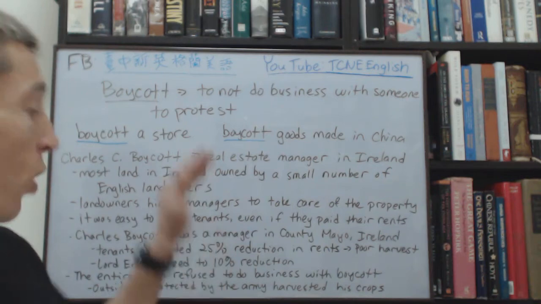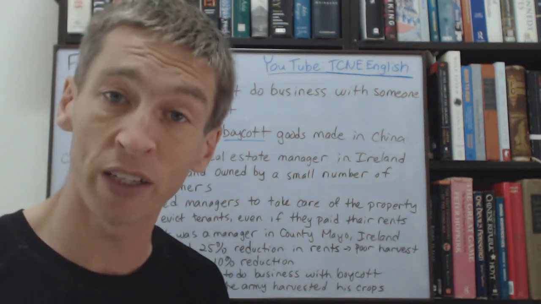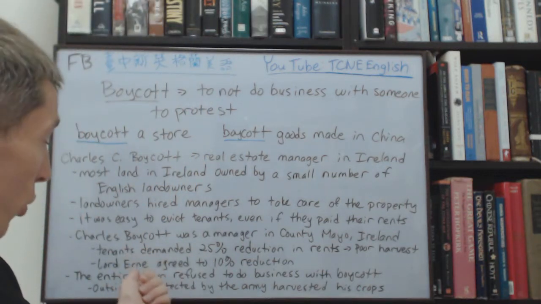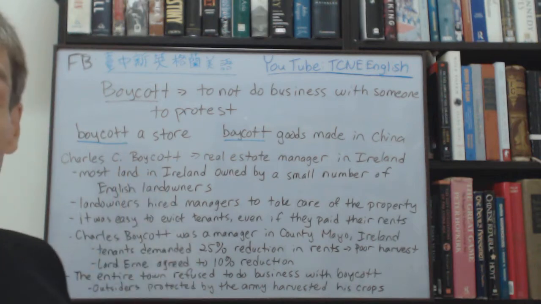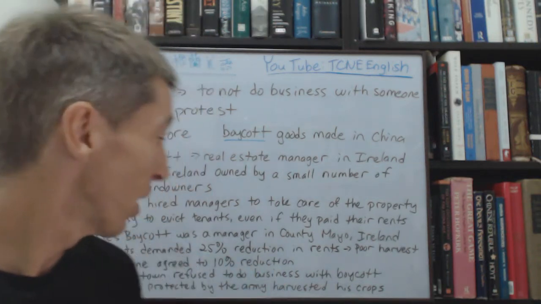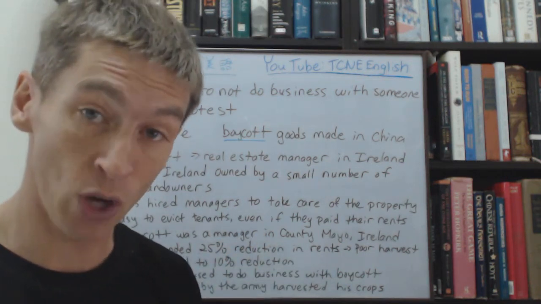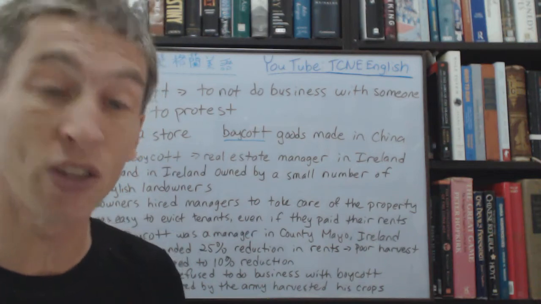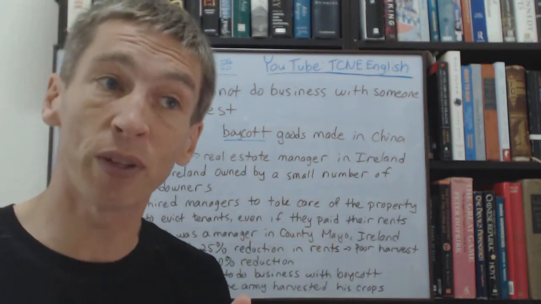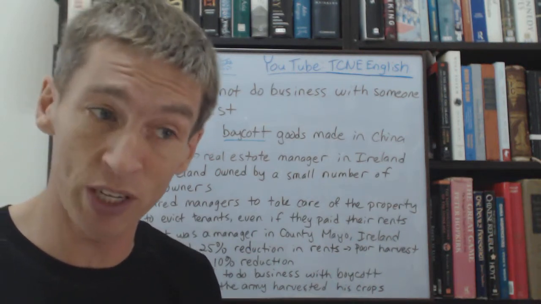So the tenants wanted the rents reduced because they were not making enough money off of their harvests. Well, Lord Erne, the owner of the property managed by Charles Boycott, agreed to reduce it by 10%. Now, most of the tenants agreed with that compromise, but at least two did not.